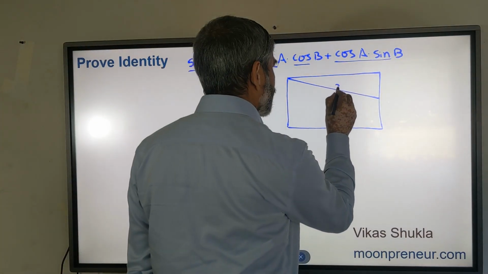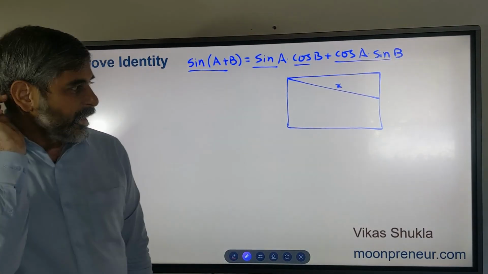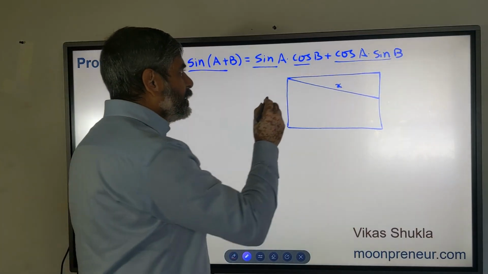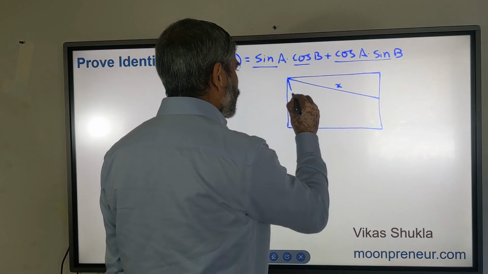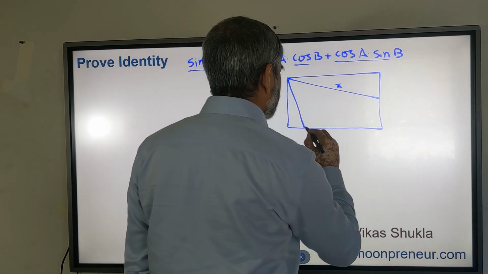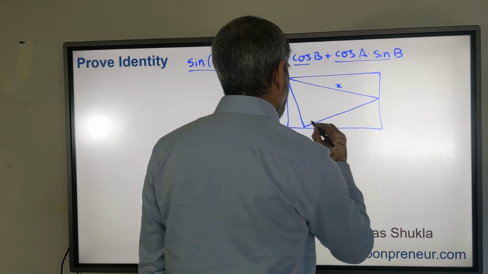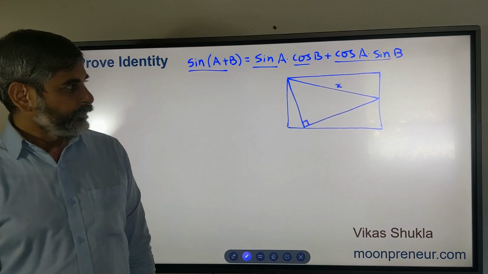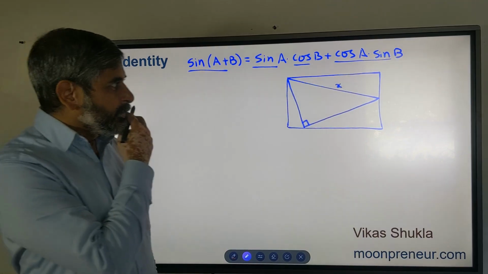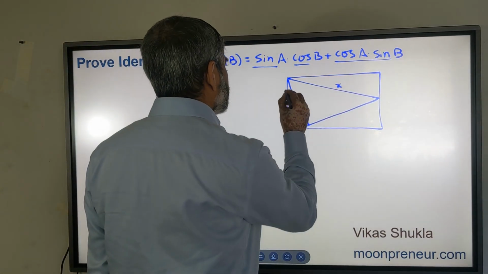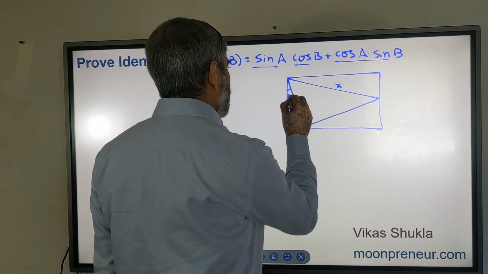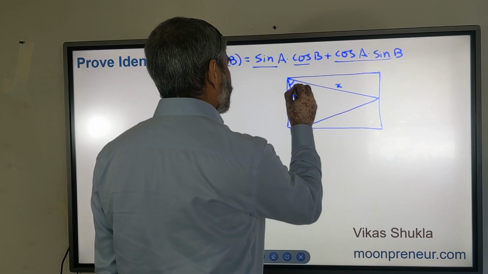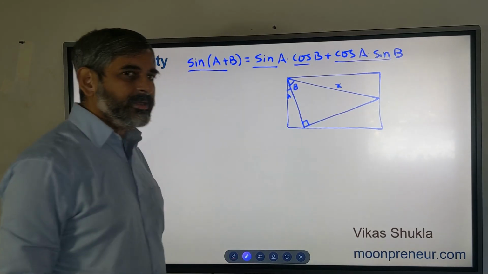Let's say this line is of length x, and the key idea here is I draw a right angle triangle such that this angle is 90 degrees, and let's say this angle is A and this angle we call B.